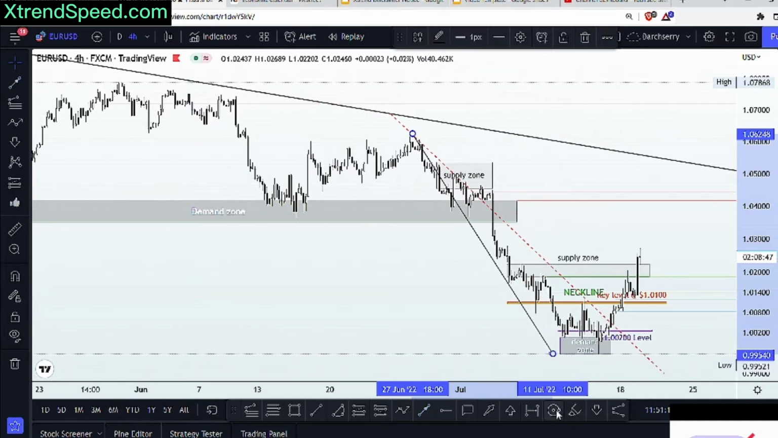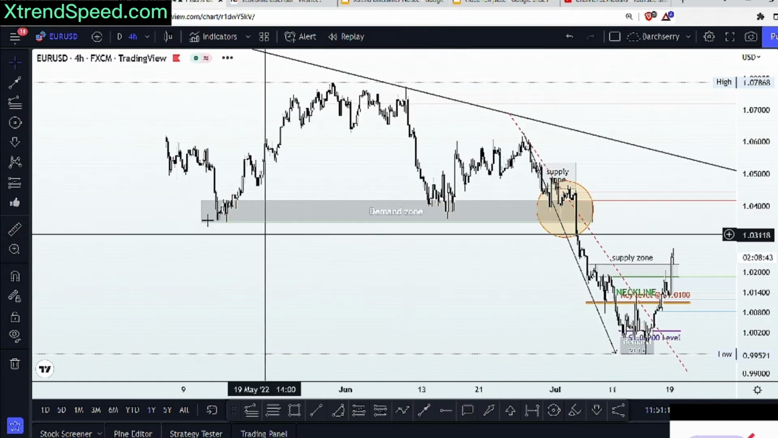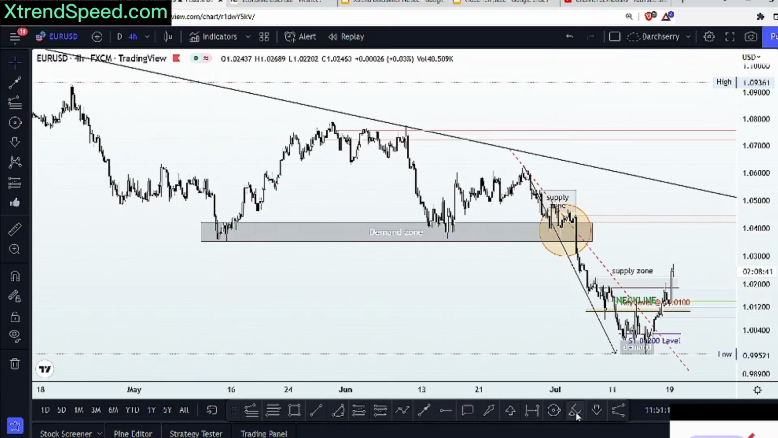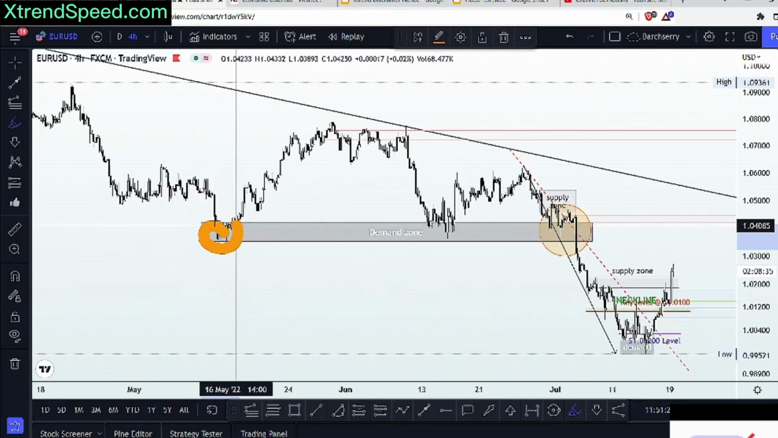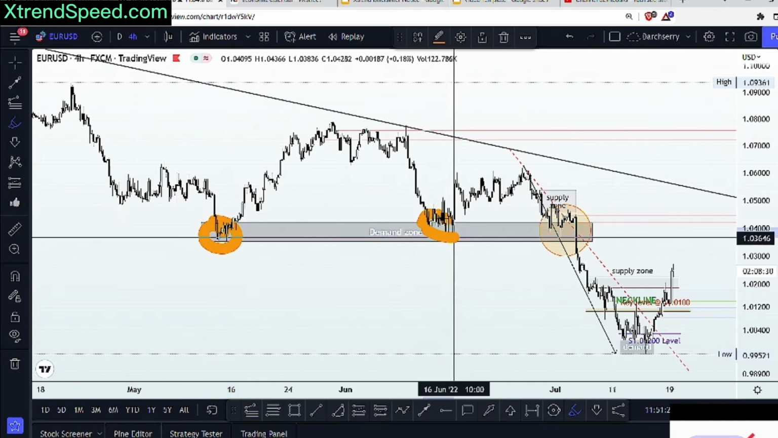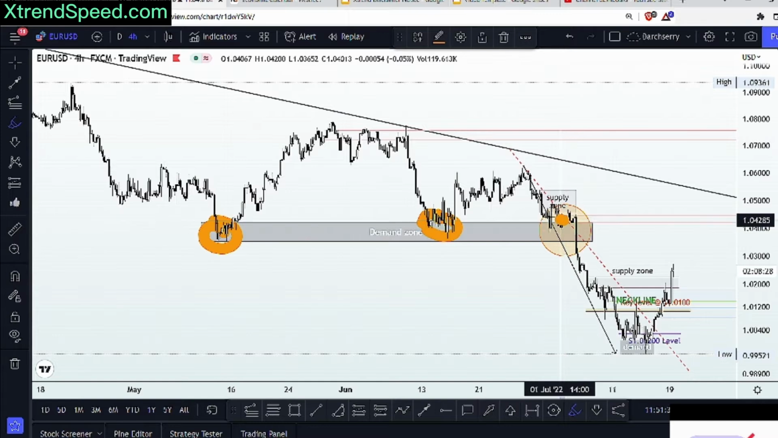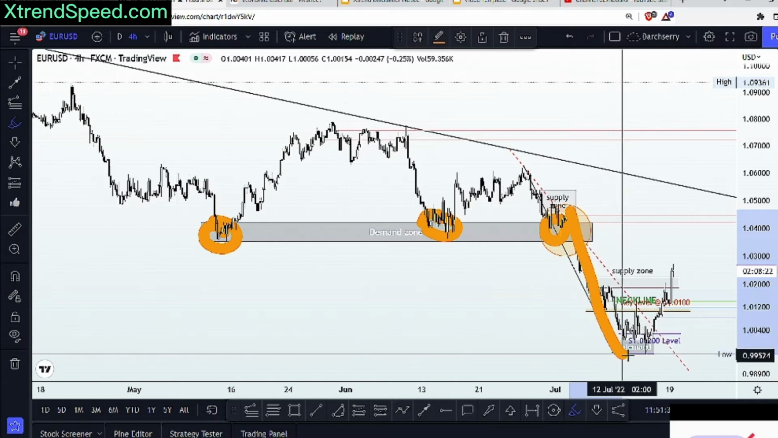We saw the significant breakout of a very strong demand zone in the past. We saw this demand zone hold price action in the month of May, here, in the middle of June, and then a little bit in the later parts of June, before we saw the breakdown of that structure during the early days of this month.